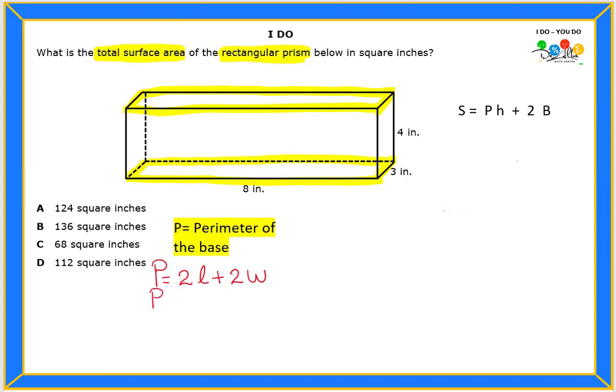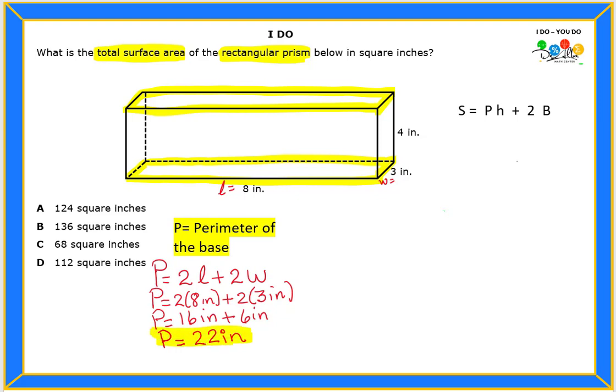I'm going to write down perimeter equals 2 times the length, which is 8 inches, plus 2 times the width, which is 3 inches. This is my length and this is the width. Multiply 2 times 8, it's 16 inches, plus 2 times 3, it's 6 inches. If you add up these two numbers, we get 22 inches, and that's the perimeter. I'm going to highlight this number.